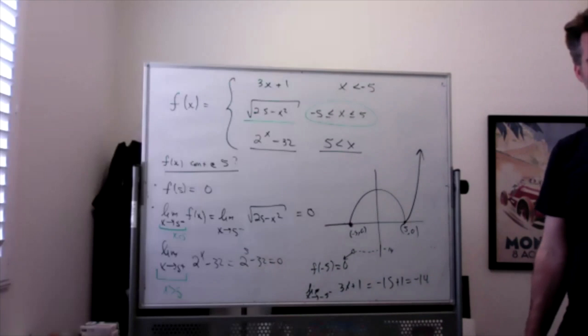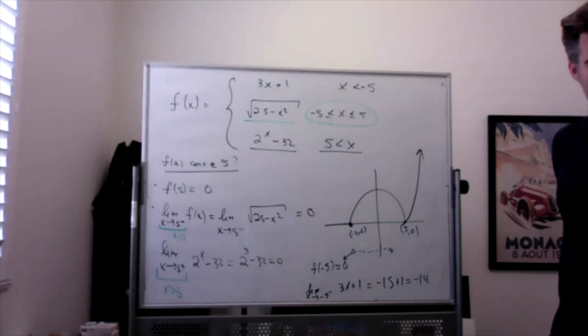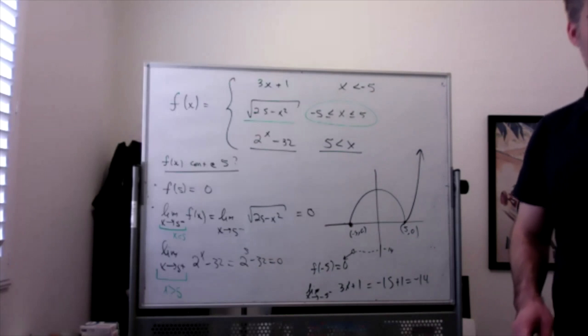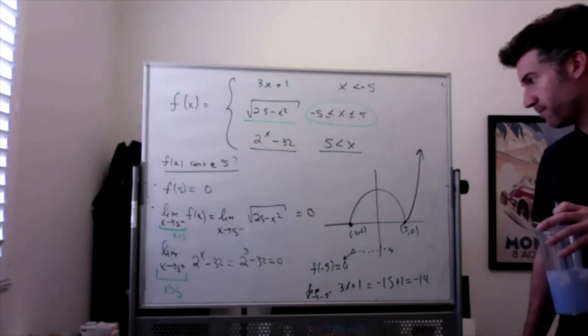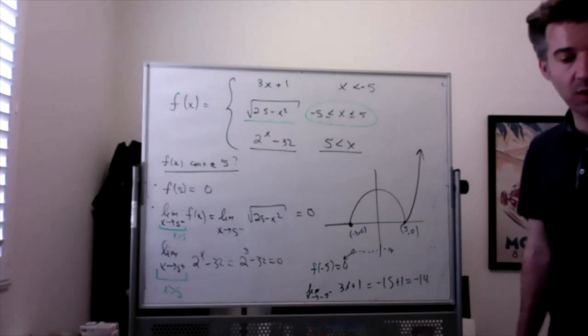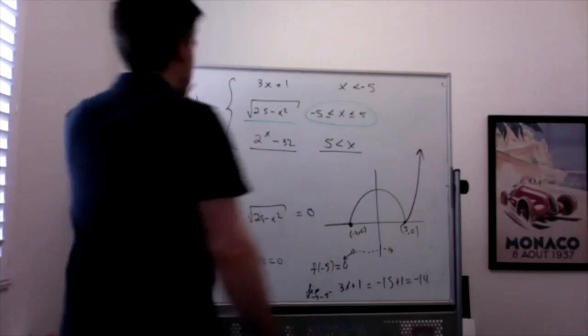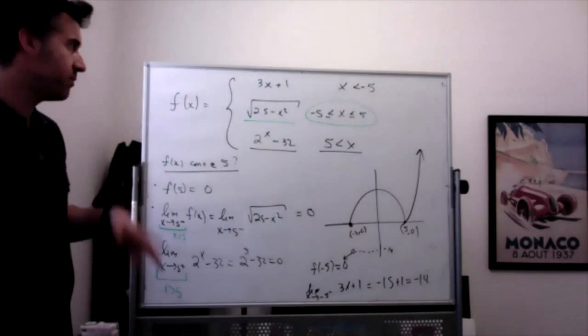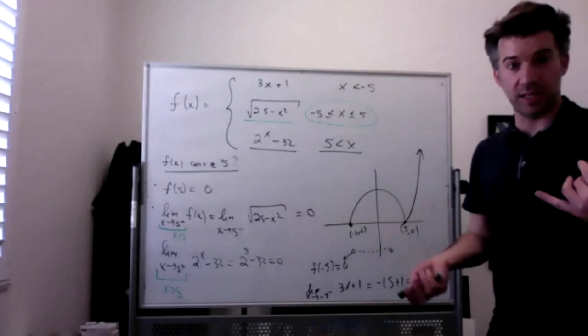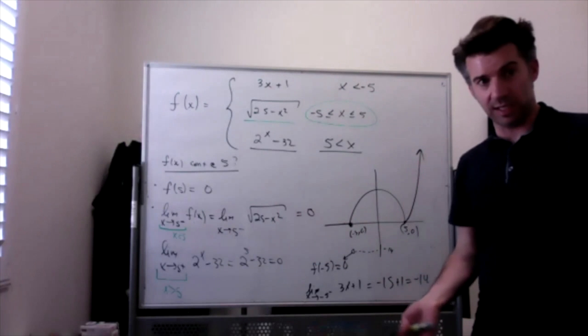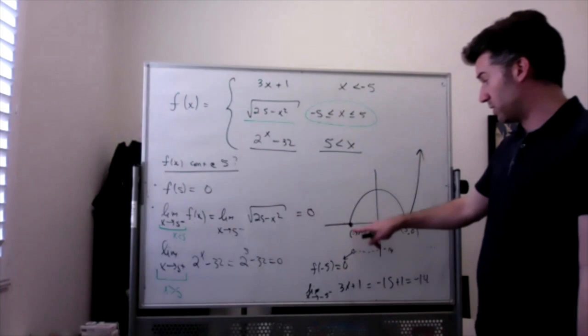Other questions about this? I'm still confused why the function at -5 is not continuous. So the reason that this function is not continuous at -5 is not because it doesn't exist, right? f of -5 certainly exists. f of -5 is equal to 0.